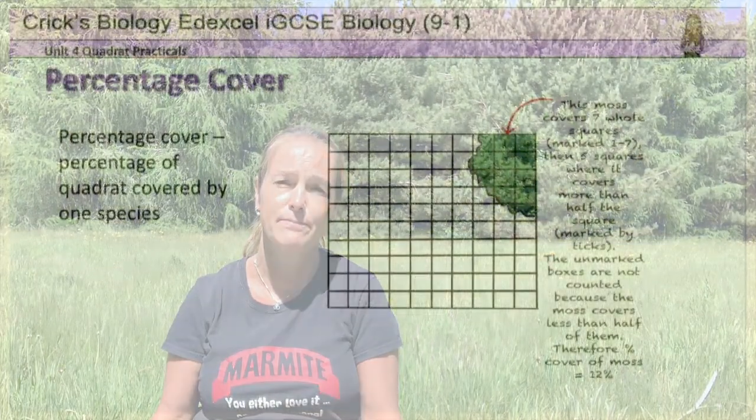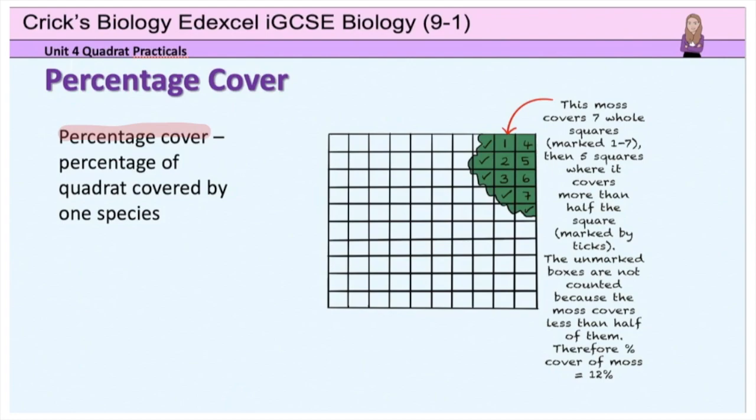Percentage cover rather than number of individuals is used when estimating plant frequencies if it is difficult to identify individual plants. Percentage cover is the percentage of the quadrat covered by one species. It tends to be a faster way of collecting data, but it is more subjective. You simply estimate what percentage of the area enclosed by the quadrat is occupied by each species.